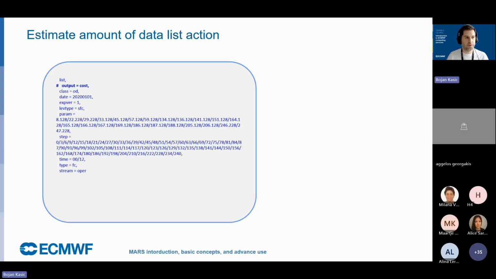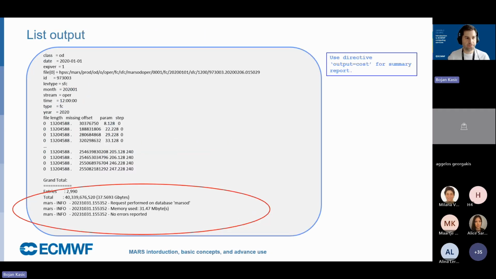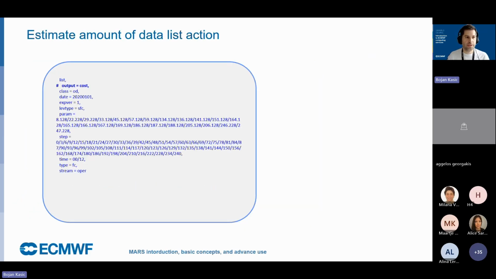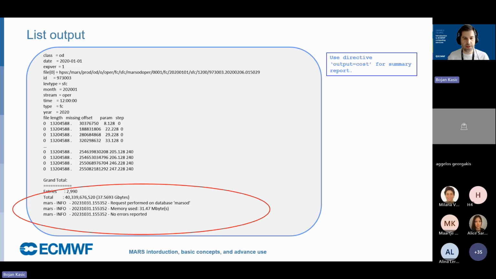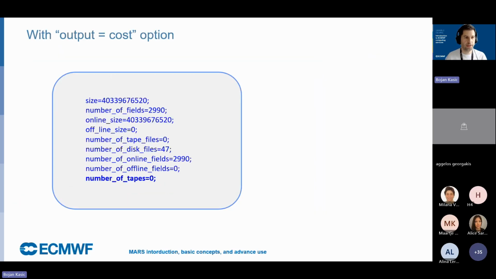And this is one example of a list request. The only difference between list and retrieve in Mars is the first action, list or retrieve. And then when you run it, you get something like this. Here you have the total volume of the data you requested. You also have more details about each parameter from your request. But if you enable output equal cost, then you will have additional things in your output, and that will include the number of tapes and the number of tape files. And the number of tapes is in bold here, because that is the most important thing.